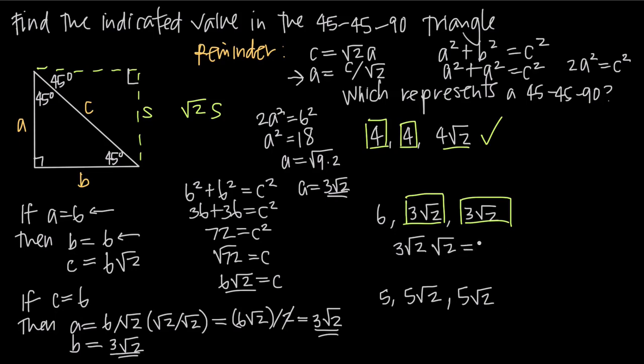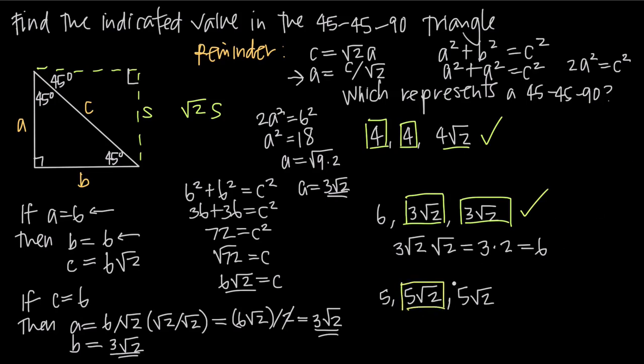So if we take 3 square root of 2 and we multiply it by square root of 2, what we're going to get is 3 times square root of 2 times square root of 2 is 2. So we get 3 times 2, and we get 6. And because we get 6 here, which is the third side length, we can say that this also represents a 45, 45, 90.